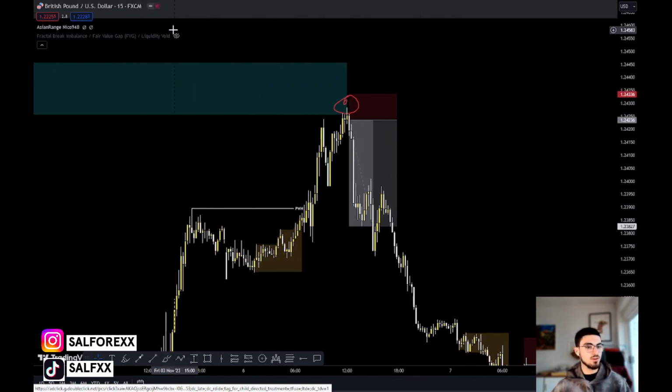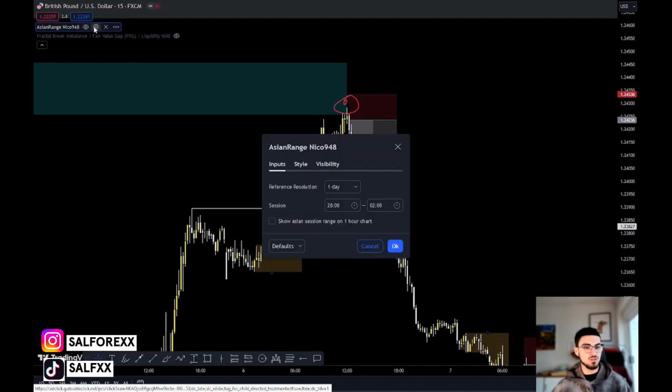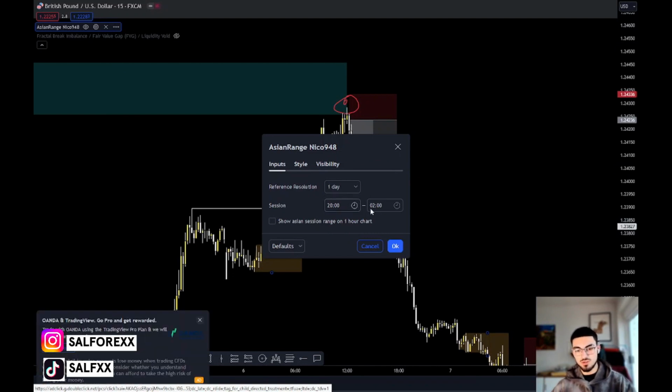For those of you that are interested, I often get a lot of questions about the Asian range indicator that I used. Essentially it's called Asian Range by Nico. You can see it right here in the corner. Here are my settings for it as well, so you can put this on your chart. I have it set from 8 PM to 2 AM, and I think this is in New York time.